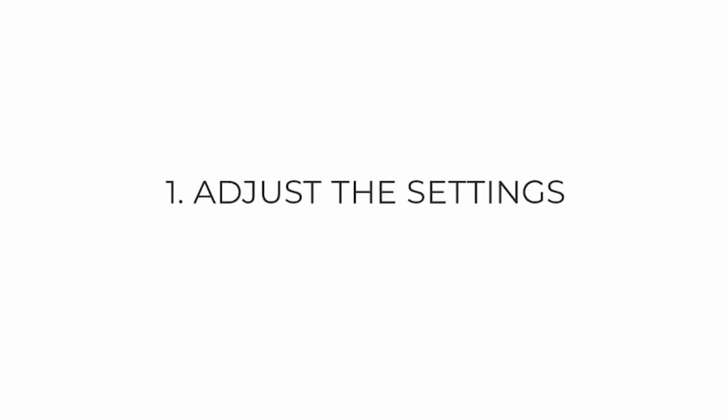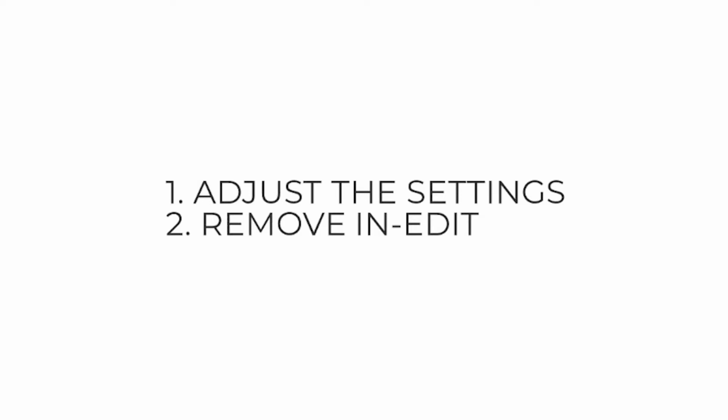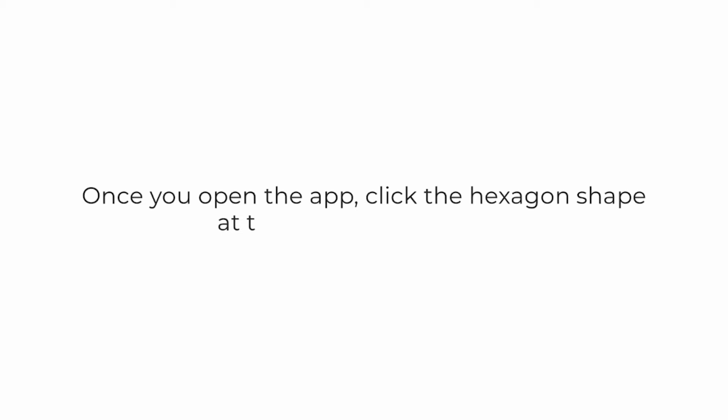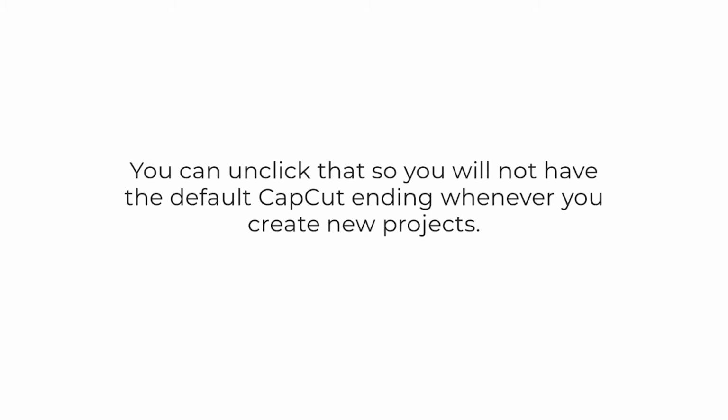There are two ways to remove a watermark. First is you can adjust your settings before starting any project. Second is you can edit out the watermark while you are editing. To adjust the settings, once you open the app, find the hexagon shape at the upper right corner of the app. Click the hexagon shape at the upper right corner of the app and then find the add default ending. By default, it is usually switched on. You have the option to switch it on if you want to keep the watermark on your project. Or you can also switch it off if you want to remove the watermark entirely. Anyway, you can always edit the ending of your video.